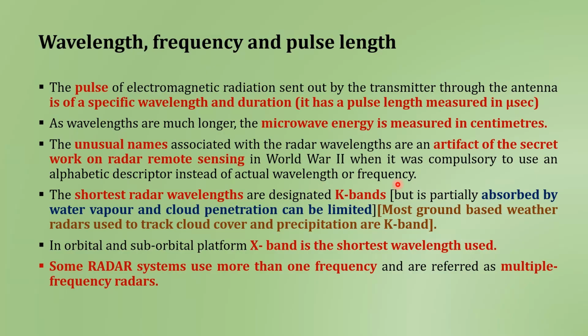The shortest radar wavelengths are designated K bands, but these are partially absorbed by the water vapor, and due to this reason the cloud penetration is limited. But this K band is mainly used in the ground based weather radar which are used to track the cloud cover and precipitation. But in the orbital and suborbital platform, X band is the shortest wavelength used, and some radar systems use more than one frequency, and they are referred to as multiple frequency radars.